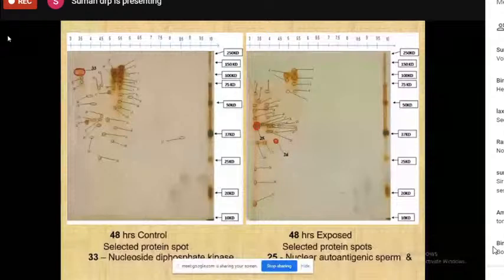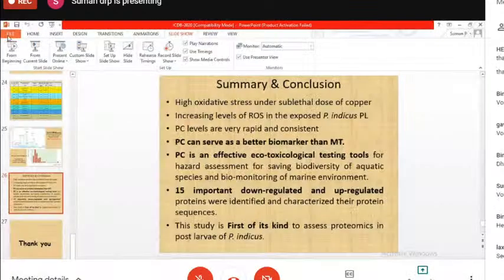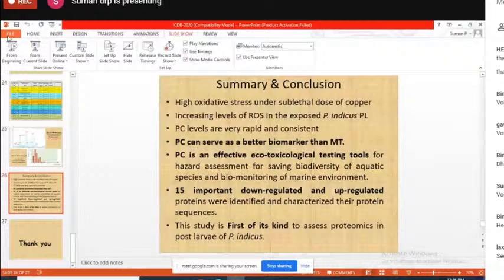When it comes to conclusion, there is high oxidative stress under a sublethal dose of copper and increasing levels of reactive oxygen species in the exposed Penaeus indicus post larvae, and protein carbonyls can serve as a better biomarker along with metallothionein and reactive oxygen species. And protein carbonylation is an effective existing tool for hazard assessment for saving biodiversity of aquatic species and biomonitoring of the marine environment. We identified 15 proteins, and out of them 9 are downregulated and 6 are upregulated, and we characterized those proteins. Thank you.